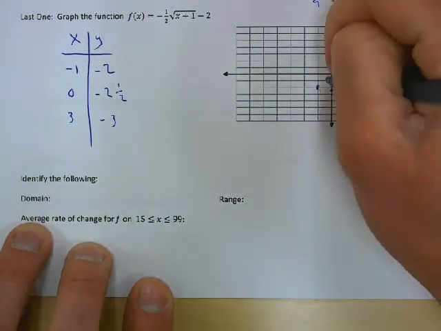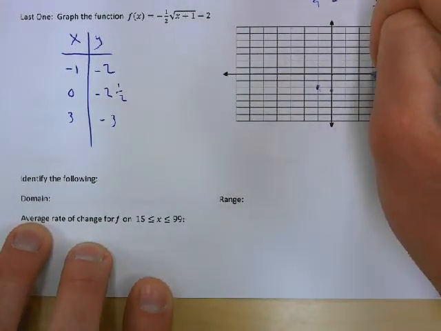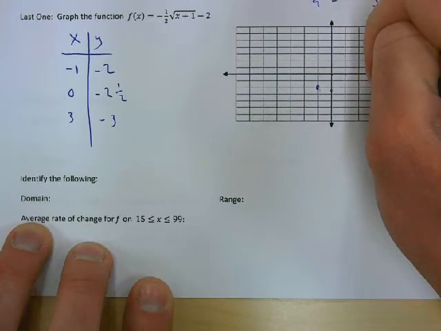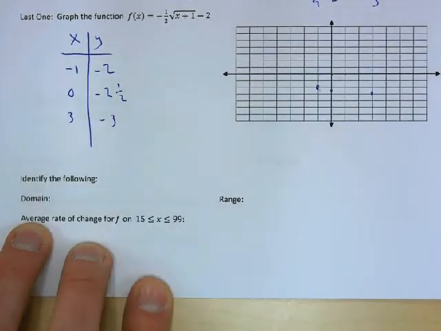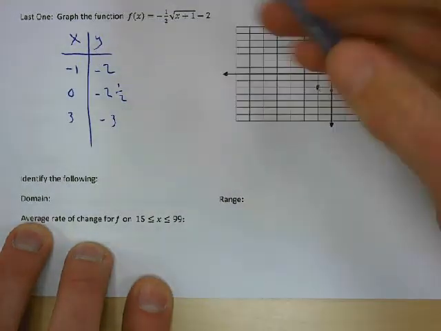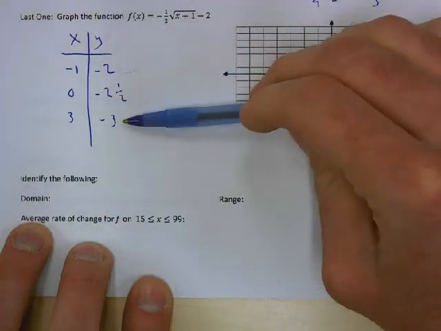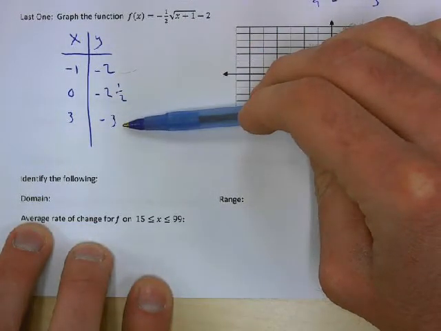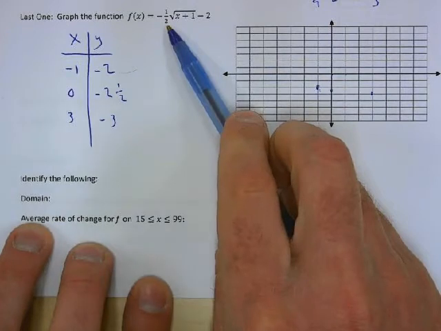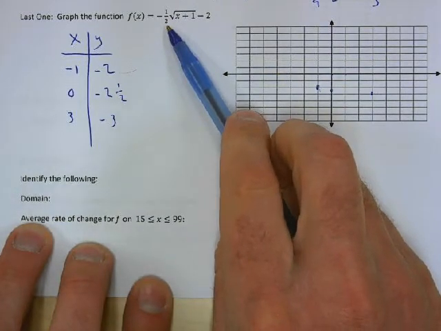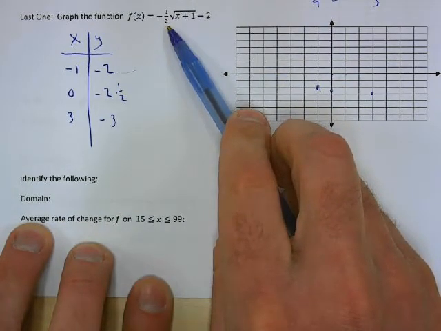So we get the point 3, negative 3. Okay. So here, rather than my y values going down by 1, now they're going down by 1/2, which is that many. So this number basically tells us how quickly or slowly our y's are getting bigger or smaller. Okay, so they're going to get bigger or smaller that much.